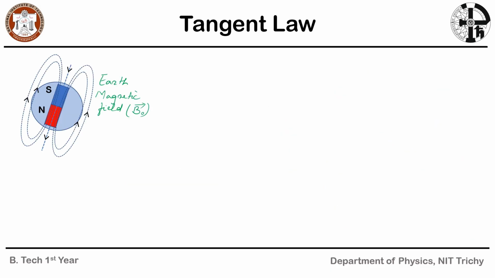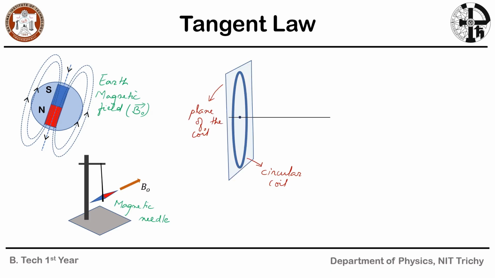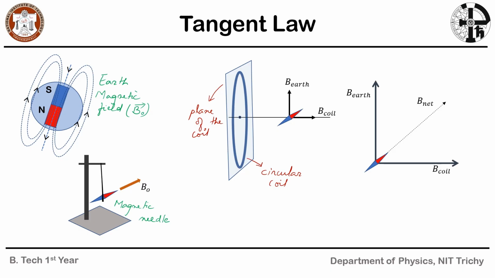Earth possesses its own magnetic field, and the Earth's magnetic north is near to the geographical south. If we suspend a magnetic needle, it will align along the Earth's magnetic field. Consider a circular coil, and this is the plane of the coil. If we align the plane of the coil parallel to the Earth's magnetic field, and if you pass a current through the coil, there will be an additional magnetic field along the axis of the coil. Now, if you place a magnetic needle along the axis of the coil, it will point along the net magnetic field direction, and this is called the tangent law.